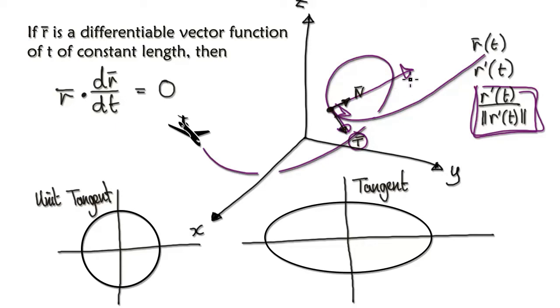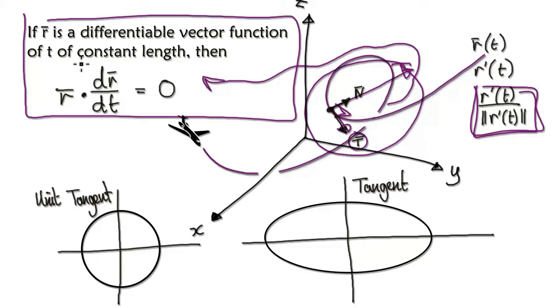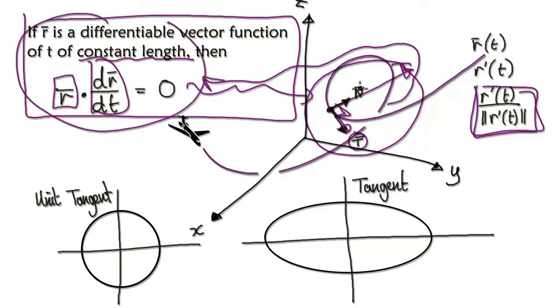So we are going to try and understand why this is the case. It's really the same as you trying to understand this: when a vector is a constant length, then when you take the dot product, it equals 0. Well, if you can understand this, then you can really understand this.